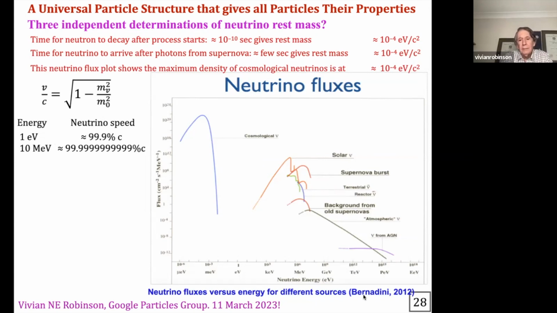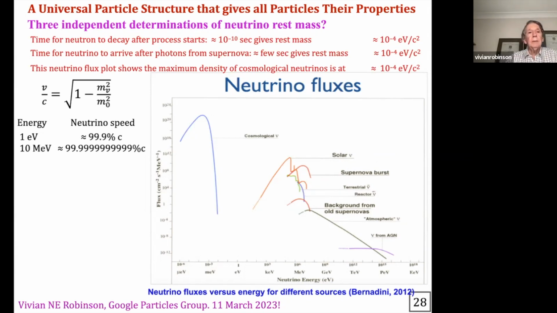And then finally we have these results by Bernardini, which suggests that the maximum flux of neutrinos is again about that 10 to the minus 3, so about 10 to the minus 4 eV per c squared. So it just suggests that all of those put together, yes, the photon, but the neutrino has a rest mass of about 10 to the minus 4 eV per c squared.